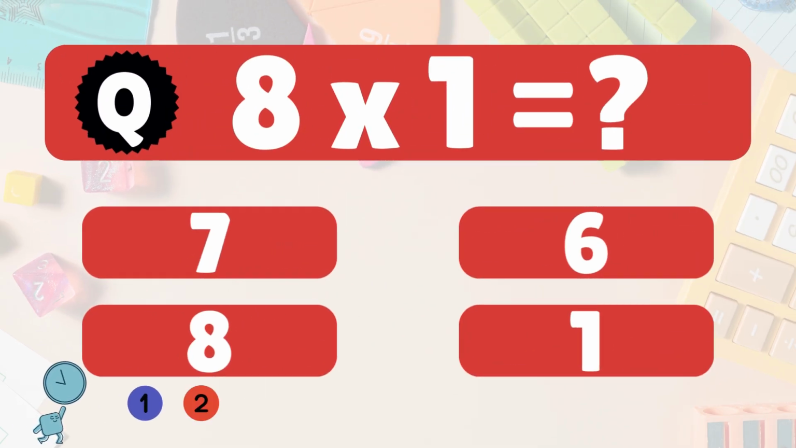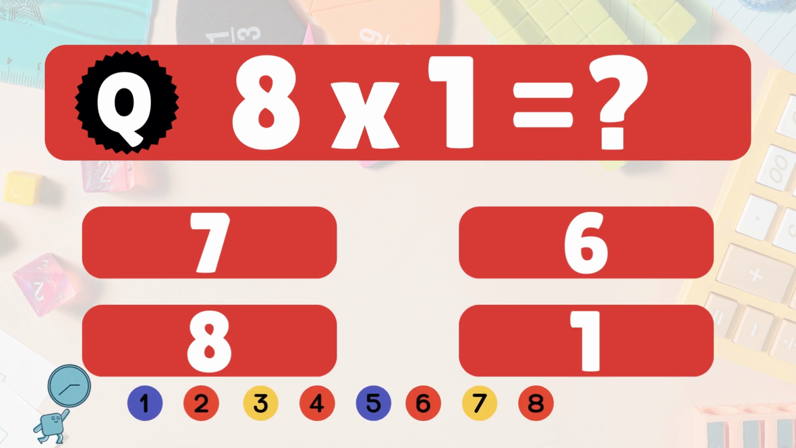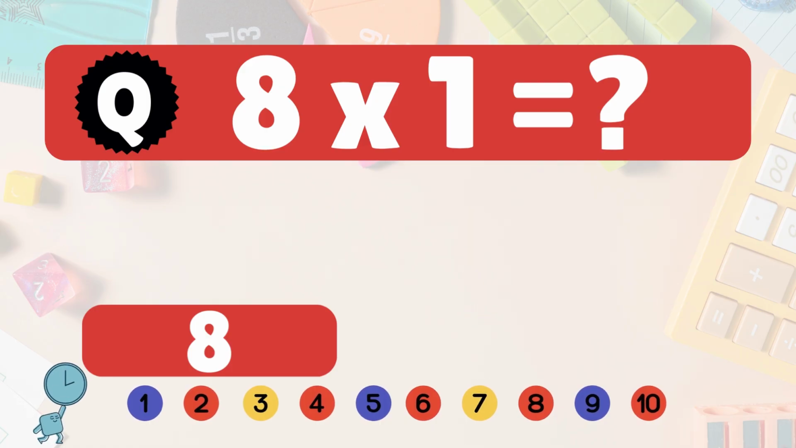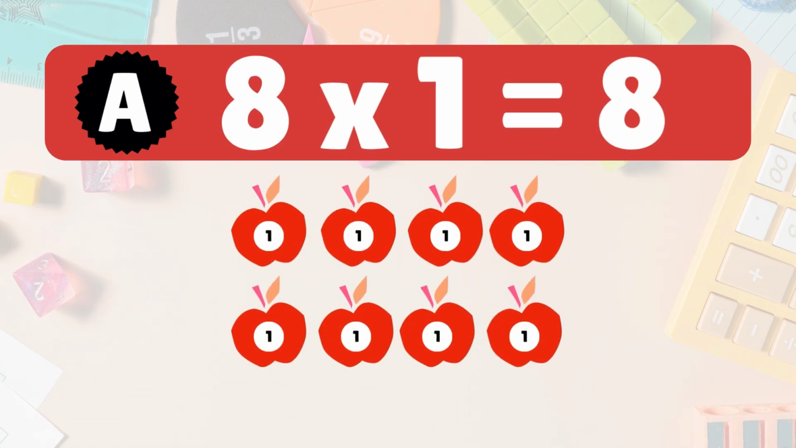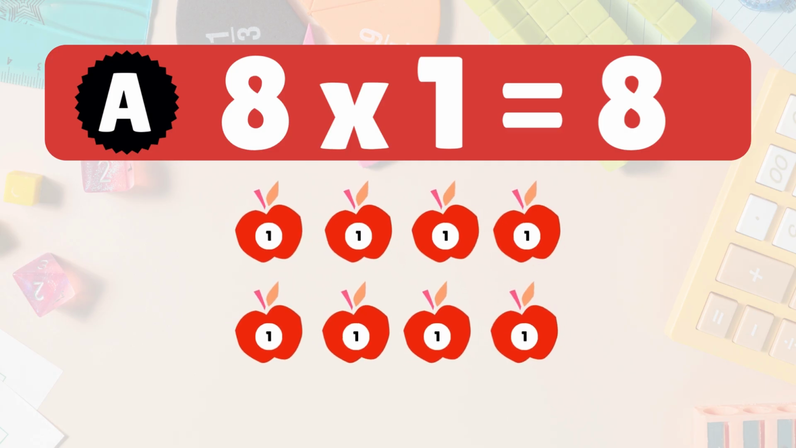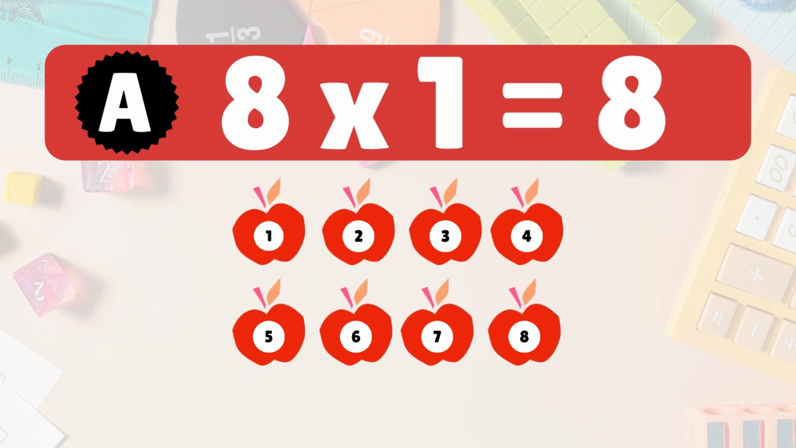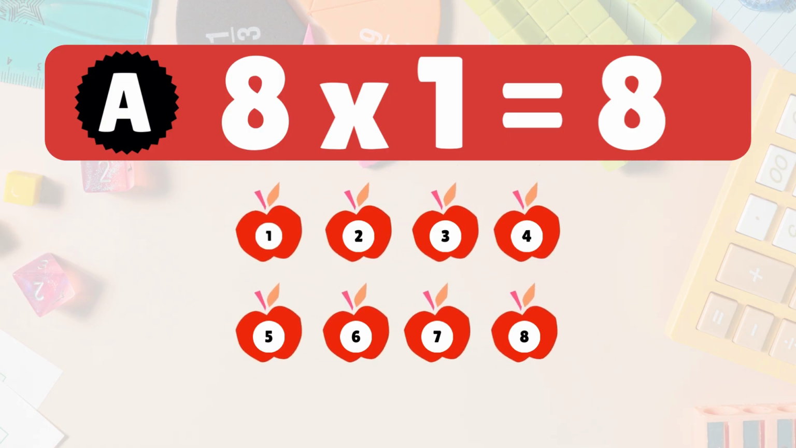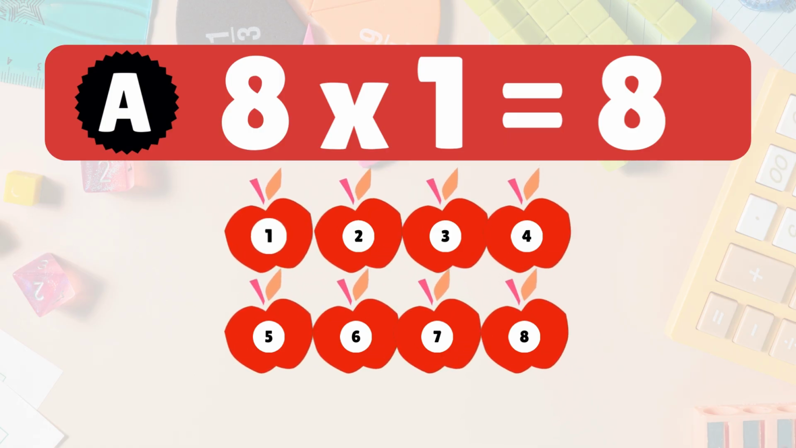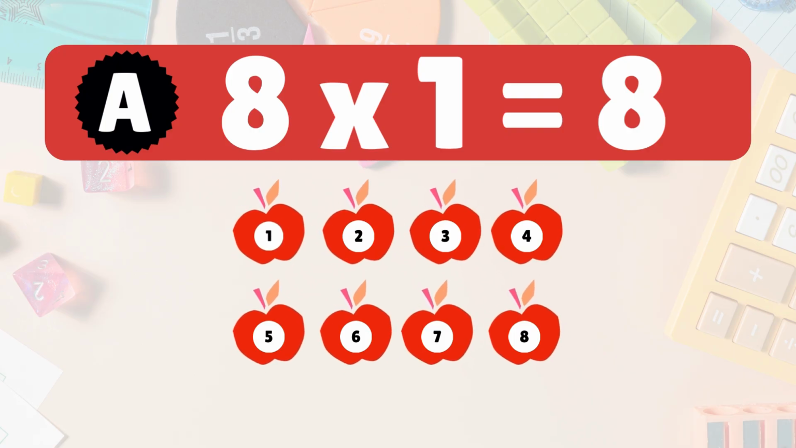Next, 8 times 1 is what? 8 times 1 is 8. Here we have 8 groups of 1 apple each. 1, 2, 3, 4, 5, 6, 7, 8. So, 8 times 1 is 8 apples.